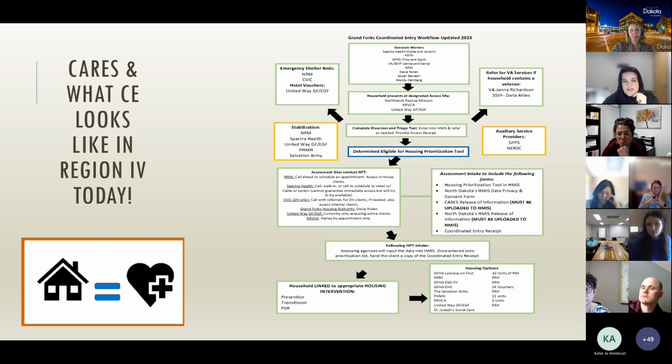On the sides here, if you notice these yellow boxes, we also have agencies that are known as stabilization providers and auxiliary service providers.